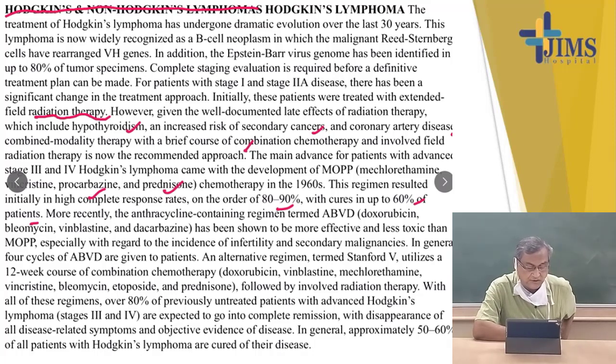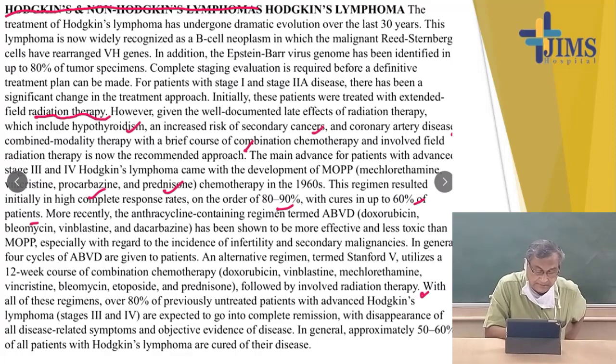In general, 4 cycles of ABVD are given to patients. An alternative regimen termed Stanford V utilizes a 12-week course of combination chemotherapy, doxorubicin, vinblastine, mechlorethamine, vincristine, bleomycin, etoposide, followed by involved-field radiation therapy.